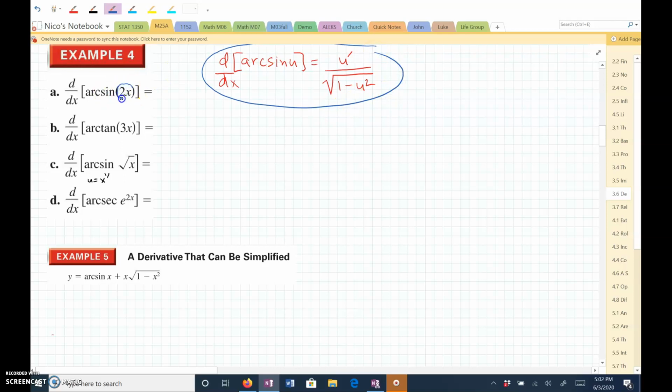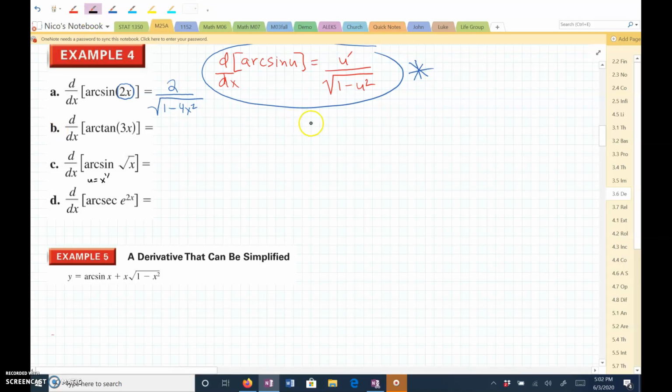So u is 2x. First of all, we're going to take the derivative of 2x, which would be 2, all over the square root of 1 minus u squared. So 2x squared would be 4x squared. It's really not too big of a deal as long as you remember the rules, so memorize those.